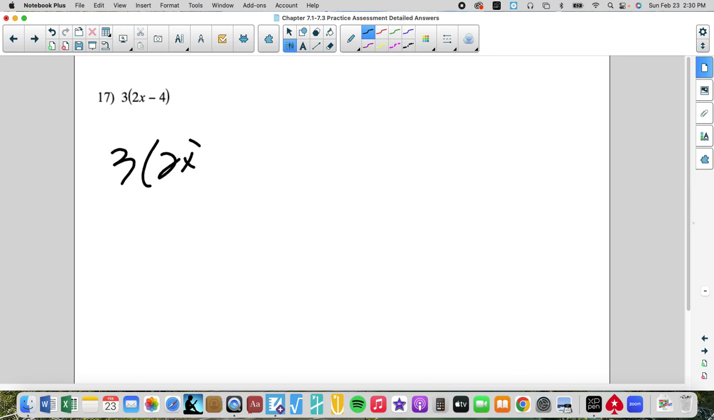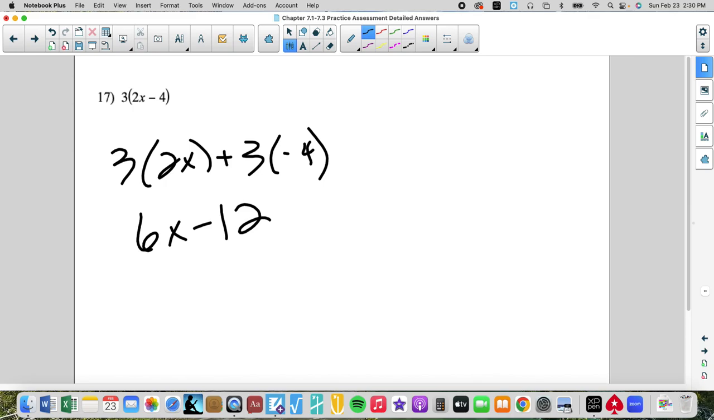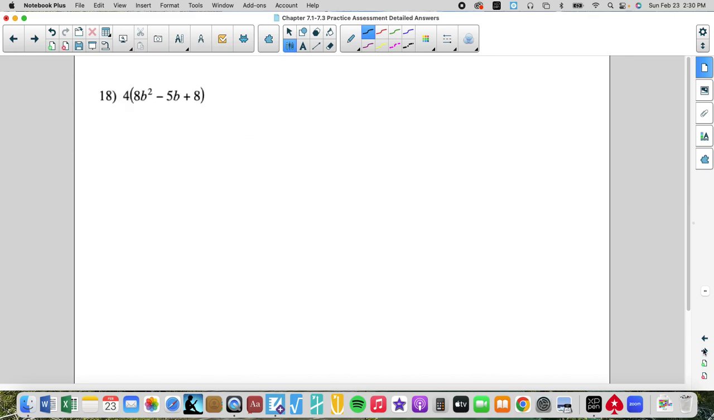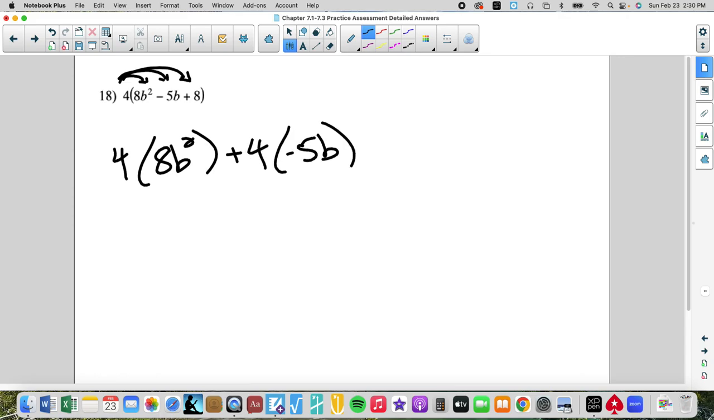3 times 2x plus 3 times negative 4. We're getting our 4 times tables down. 6x minus 12. That was nice and easy. All right, now we have a monomial times a trinomial. We are just going to do that distributive property 3 times into the binomial. 4 times 8b squared plus 4 times negative 5b. Don't forget the negative, which is attached to the 5b.